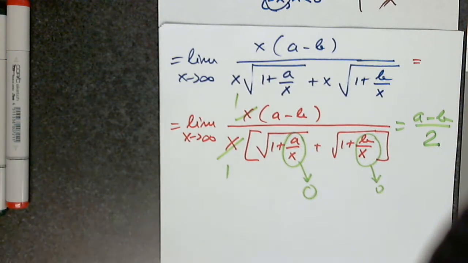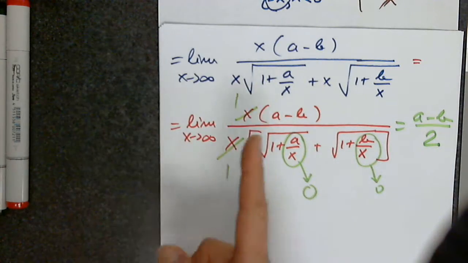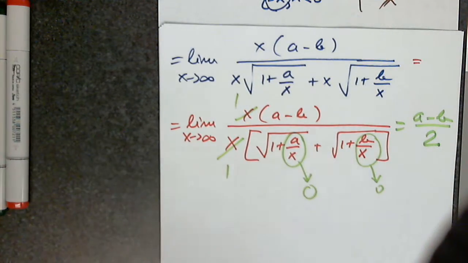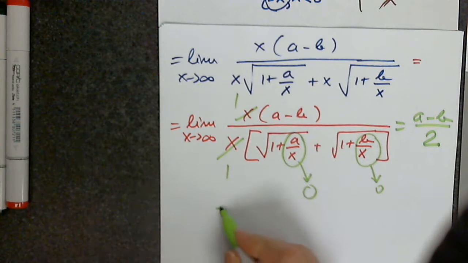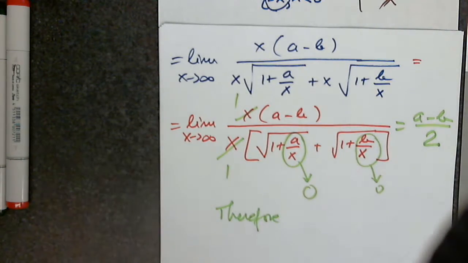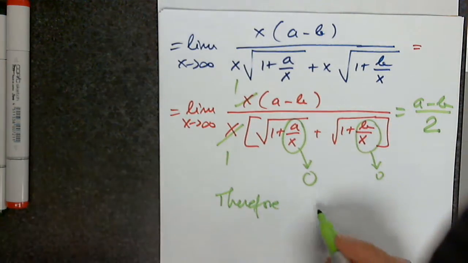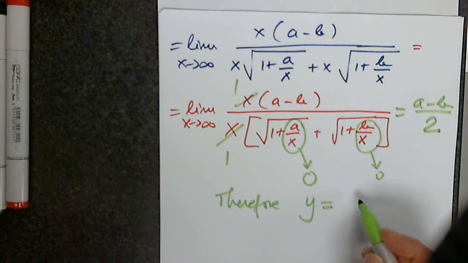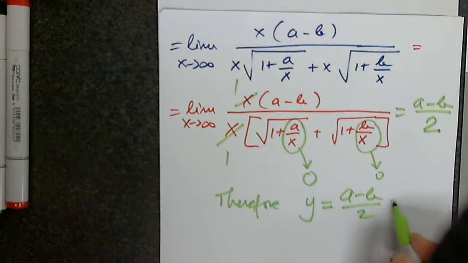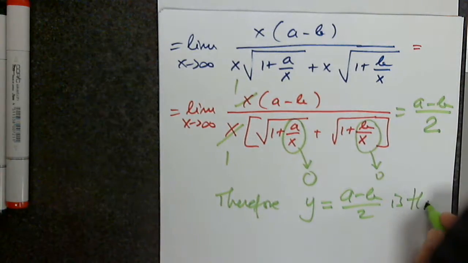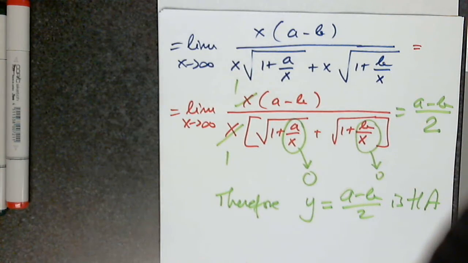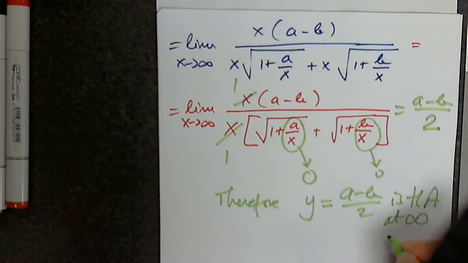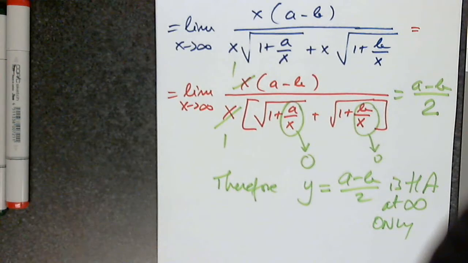Now, these are all numbers, a and b. The limit of a function is a number when x approaches infinity. What do we conclude? Therefore what? Y equals A is horizontal at infinity only. I have not checked what happens at negative infinity. I don't even know if it exists or has a limit. I haven't checked anything.